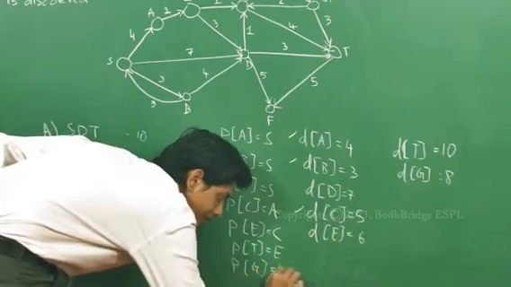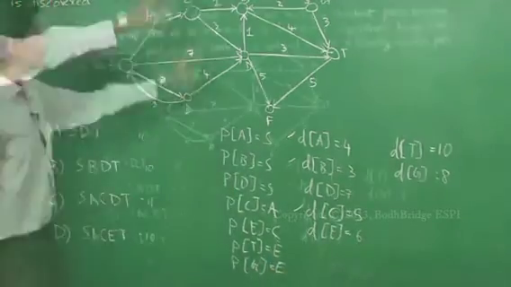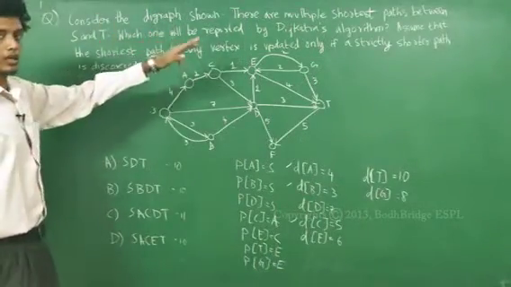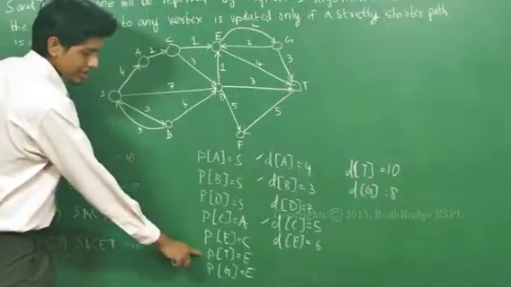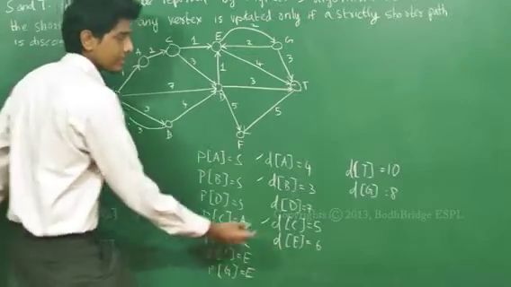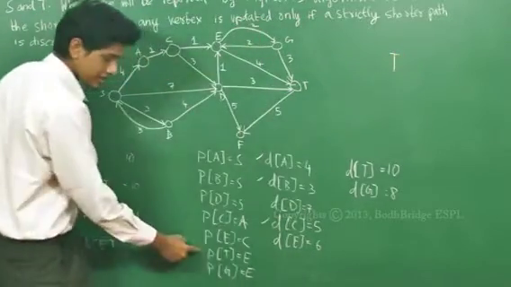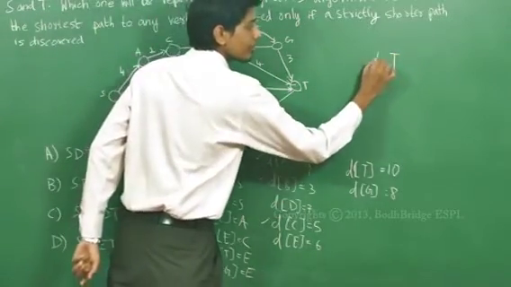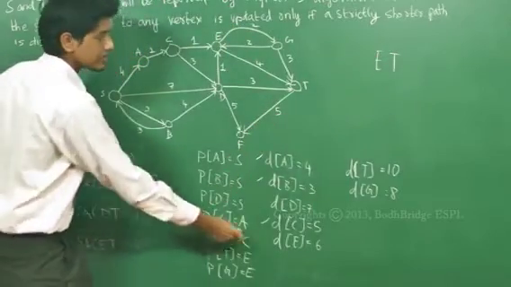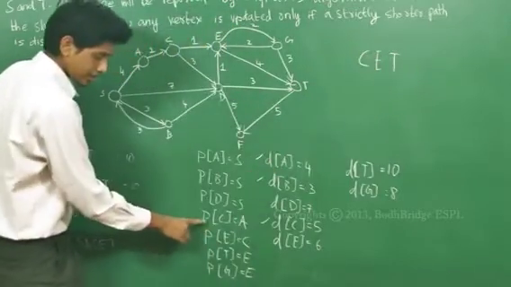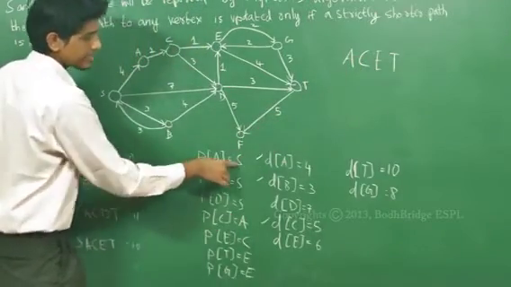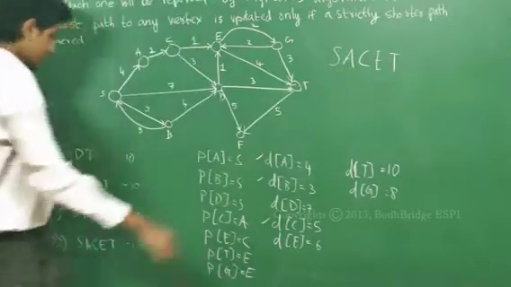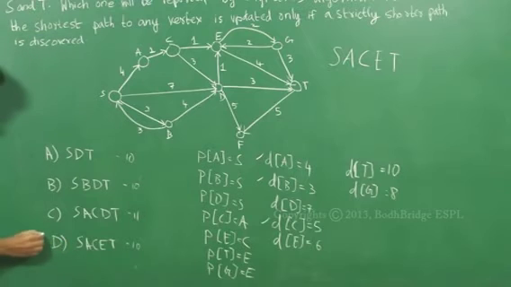Now we have reached our required destination. We are asked to find the path which is reported by Dijkstra's from S to T. Now we have reached T. So the path taken is, predecessor of T is E, so put it before. Predecessor of E is C. Predecessor of C is A. And predecessor of A is S. So this is the path taken, which is option D. So this is the path that will be reported by Dijkstra's from S to T.